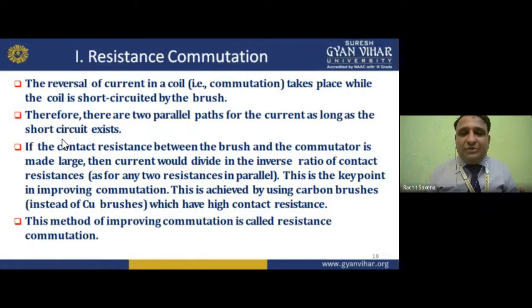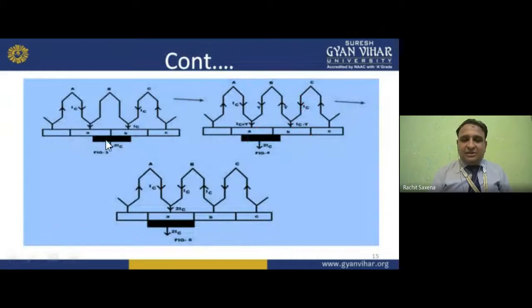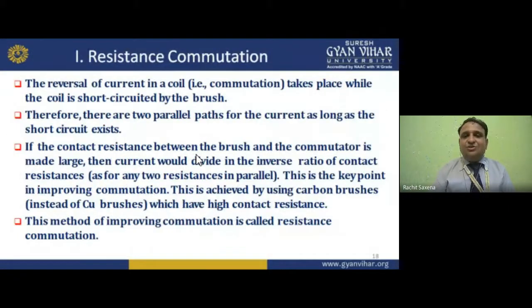Now, what I am using is basically a simple way. Now see here. This is the commutator and this is the brush. So if I make a high resistance contact resistance path between these two, low current will flow, and though less current will flow, sparking will not take place. So what I have to do is, instead of using copper, we can use carbon, not copper, because copper is a good conductor. I hope you understand. Now that is why it is called resistance commutation.